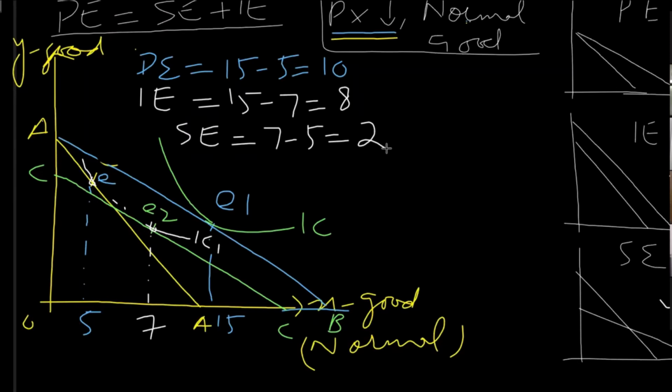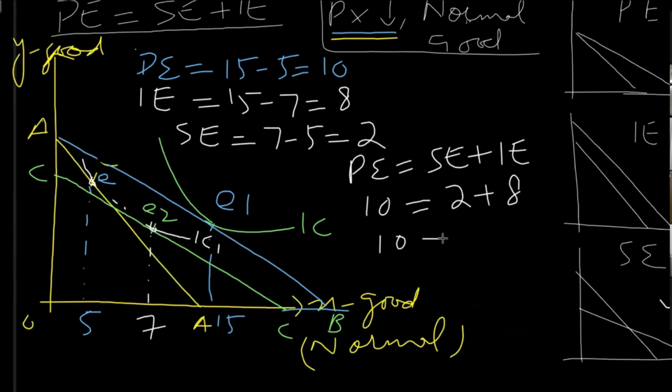And now if we put these values into the equation, that is price effect is equal to substitution effect plus income effect, then price effect is 10, substitution effect is 2 and income effect is 8. So 10 is equal to 10. So we proved that price effect is collectively equal to substitution effect and income effect.